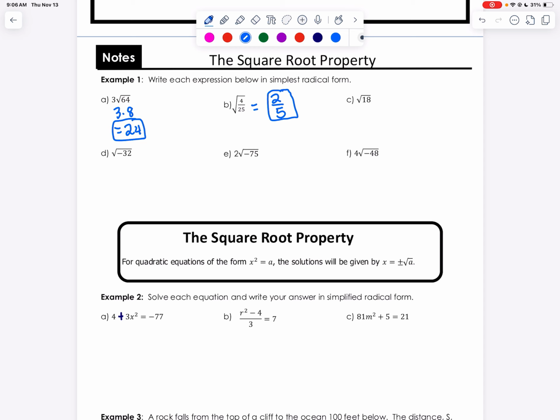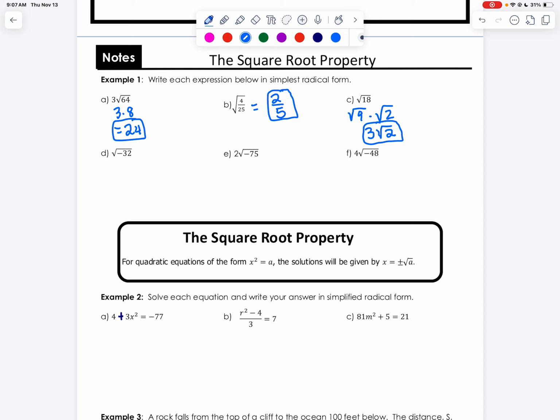All right, problem C, we have square root of 18. Now 18 is not a perfect square, but I can break it down to the product of a perfect square, 9, times square root 2. Now the square root of 9 is 3, and the square root of 2 will not break down any further. So square root of 18 is equivalent to 3 square root 2.